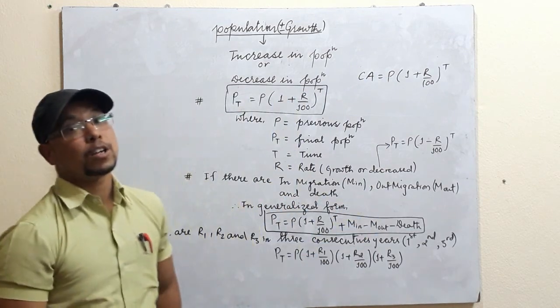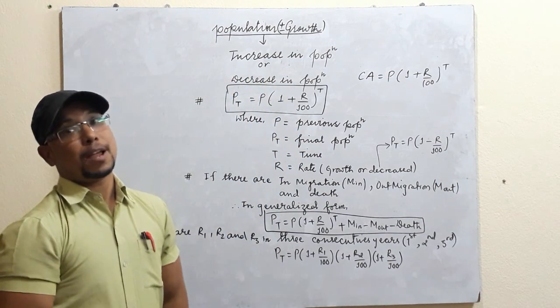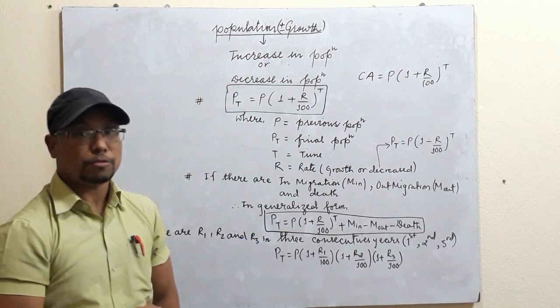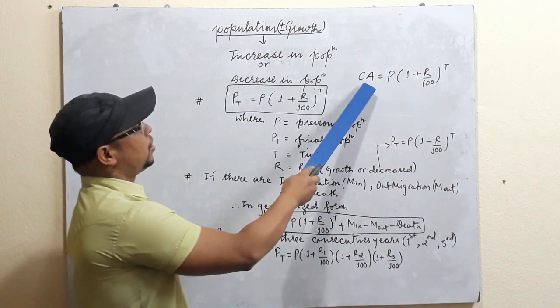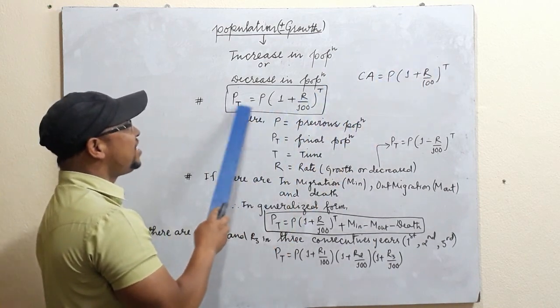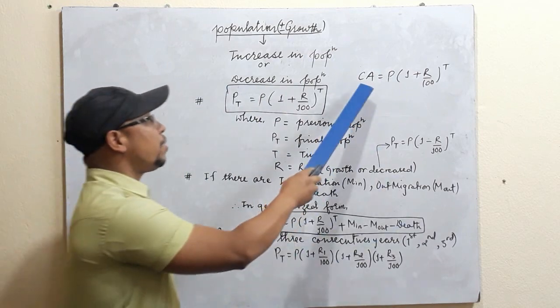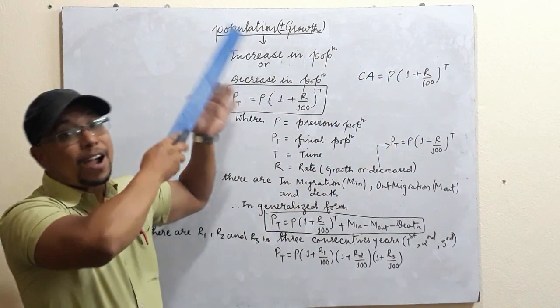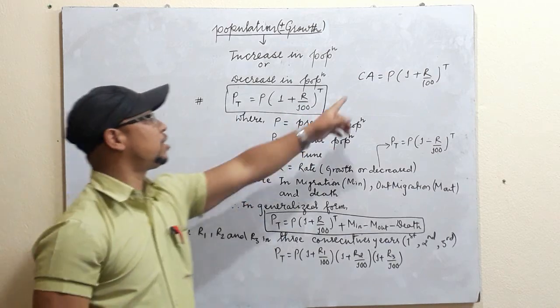I am not going to derive this formula here because I have already derived it in my previous lecture. If you have confusions, you can watch that previous video. Here, compound amount equals P(1 plus R by 100) power T. The compound amount is replaced by Pt here. Compound amount means the final sum at the end of the year.